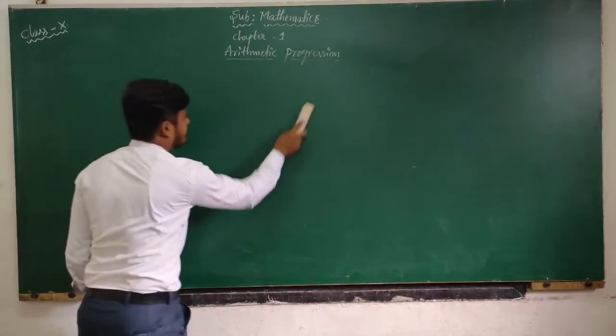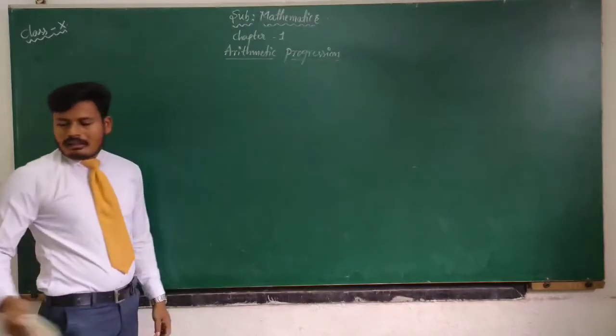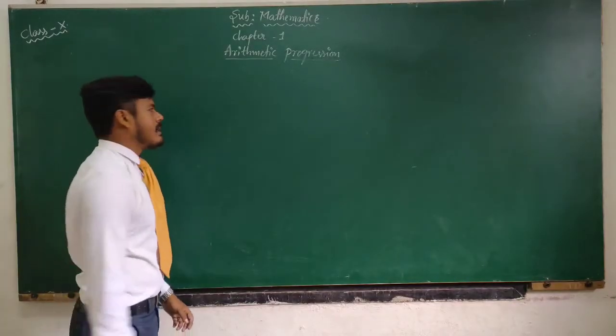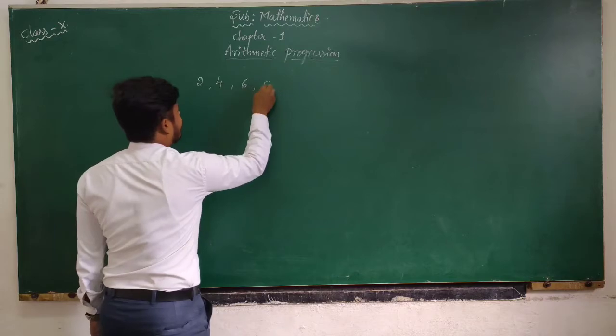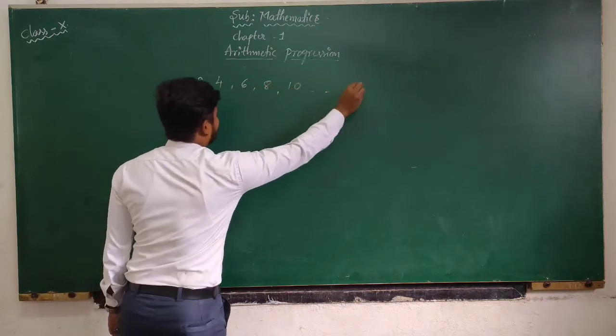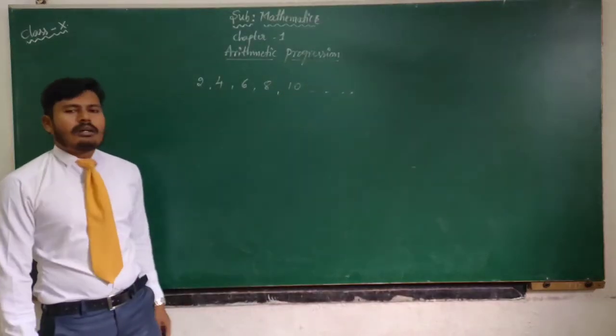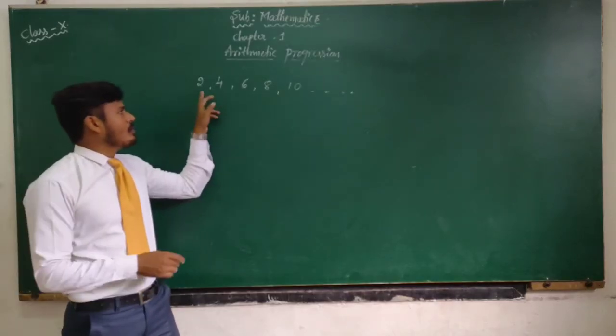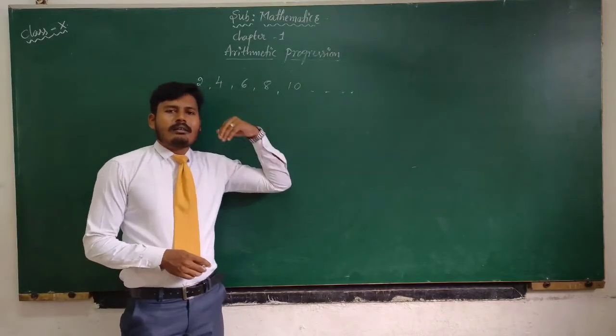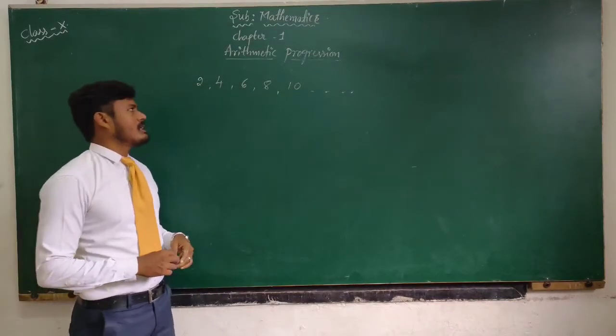Now moving on, another example: 2, 4, 6, 8, 10 and so on. We already know about arithmetic progression, and 2, 4, 6, 8, 10 are terms belonging to an arithmetic progression.